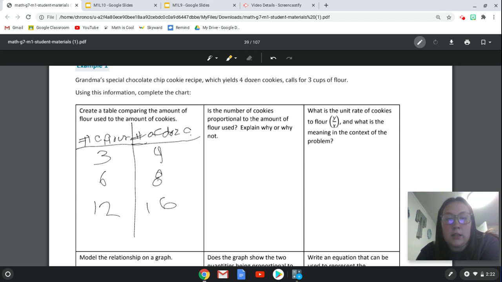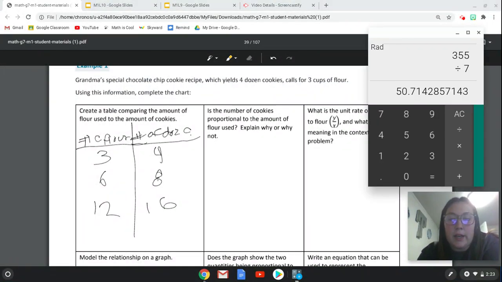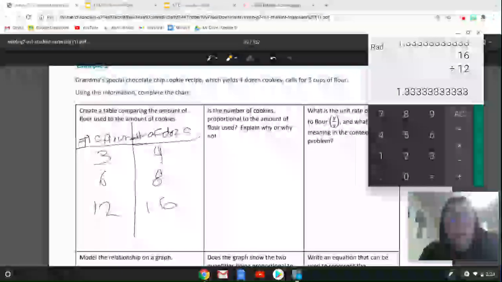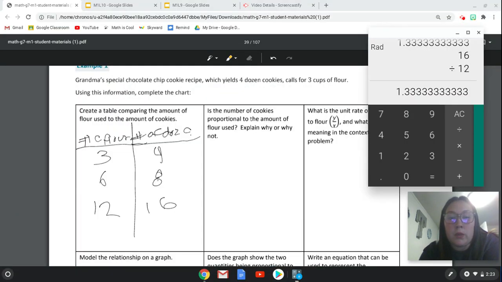So then it says, is the number of cookies proportional to the amount of flour used? Explain why or why not. Well, I'm going to go ahead and say yes, but I'll go ahead and show you why. So if we did 4 divided by 3, 1.3333. Okay, what about 8 divided by 6? 1.3333. Okay, what about 16 divided by 12?